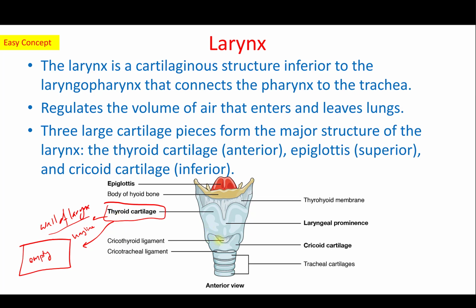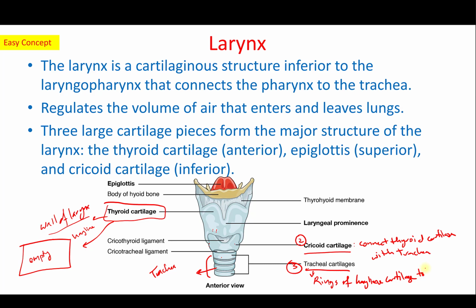Then beneath the thyroid cartilage, there is another cartilage that is called the cricoid cartilage. The cricoid cartilage's function is to connect the thyroid cartilage with the trachea. This is the trachea, okay? And the trachea is connected to the larynx, to the thyroid cartilage, by the cricoid cartilage. The trachea itself has cartilages as well. We will call them tracheal cartilages. Now be careful, this is not part of the larynx, this is part of the trachea. Those tracheal cartilages are rings of hyaline cartilage to keep the trachea open. So those are the functions of the tracheal cartilages.